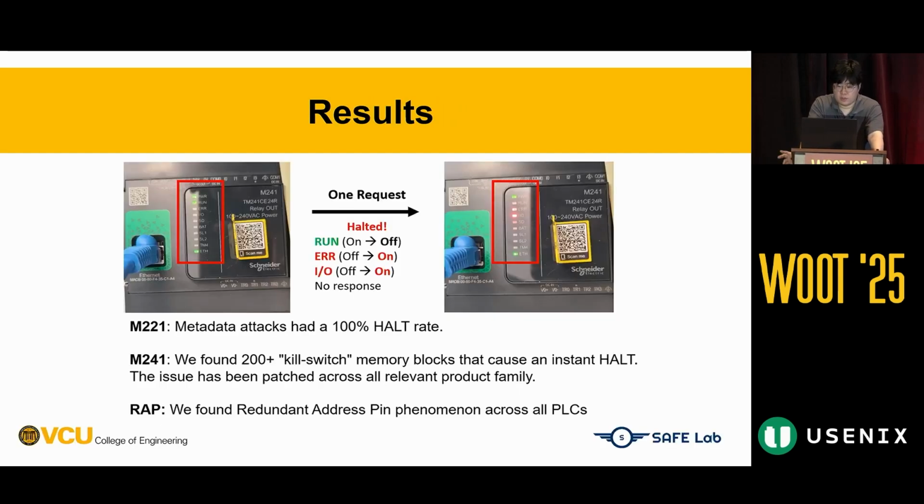As a result, on the M221, our attacks worked very well every single time because we trained the machine learning model on M221, that's obvious. And in case of M241, we found over 280 memory blocks that act like a kill switch. If you poke it properly, then it is going to die in one single request.